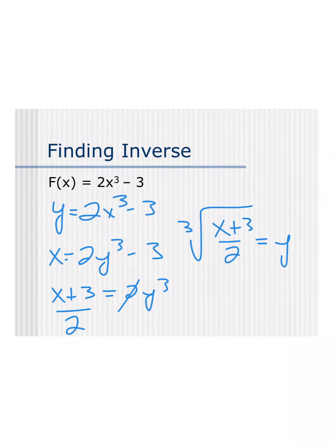Now there's a new notation we're going to be using for inverses. So we have the cube root of (x plus 3) over 2, and we're going to say that equals f inverse of x. This little negative exponent, when assigned to a function, is the inverse notation we use.